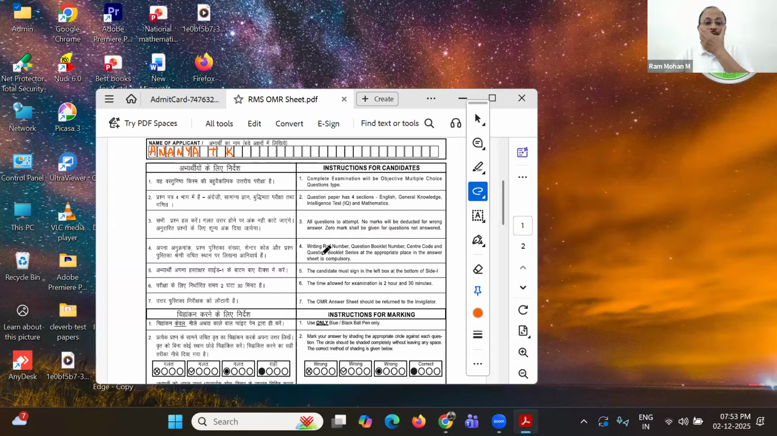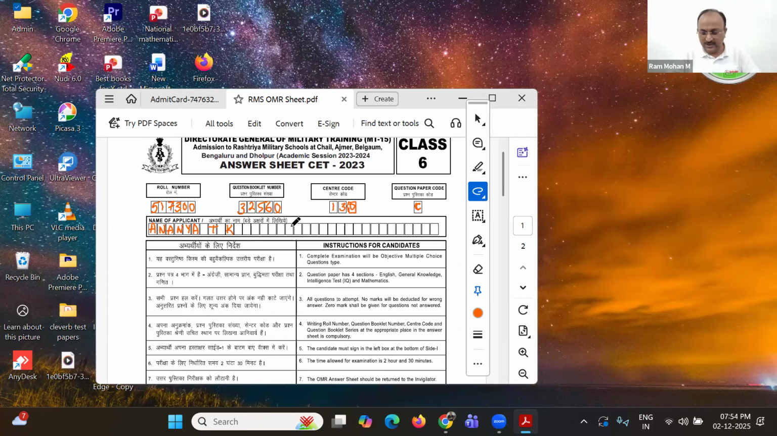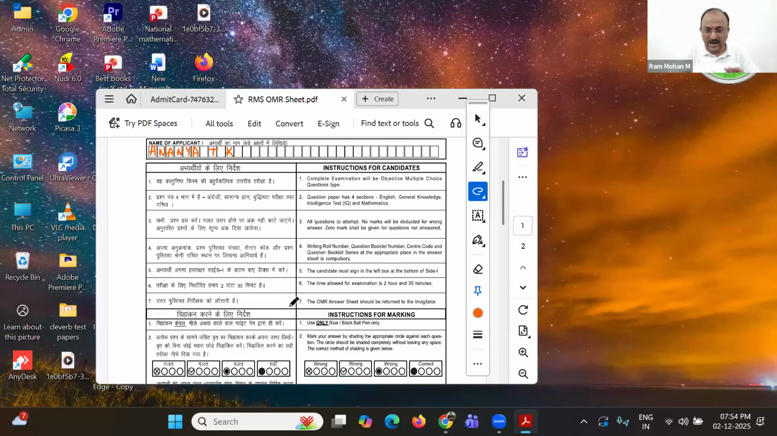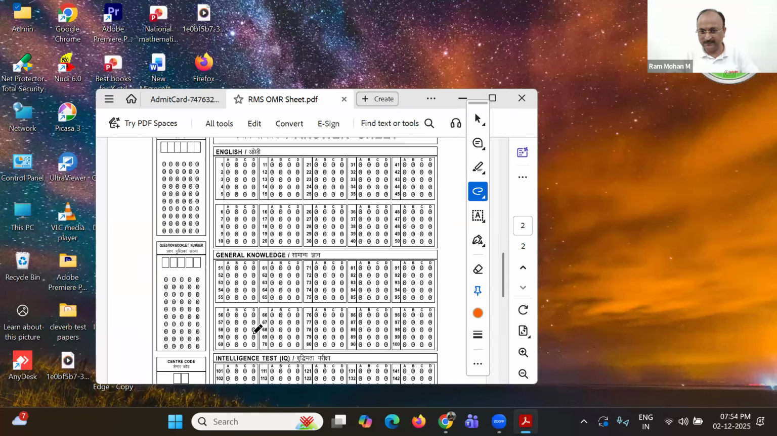Next, write the roll number, question booklet number, set code and question booklet series at the appropriate place on the answer sheet. It is compulsory. Whatever is shown on the front page, you have to write all these things. On the backside also, I'm going to show you how to fill it. The candidate must sign in the left box at the bottom of the sheet. I had shown you what you have to sign here.